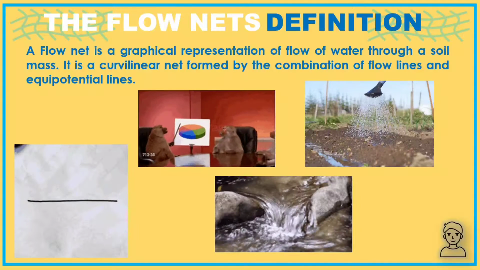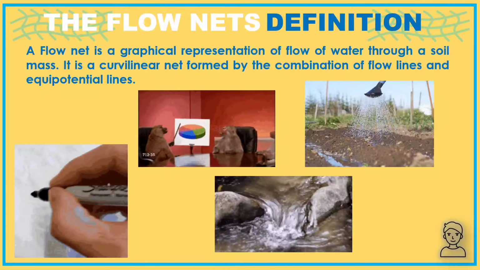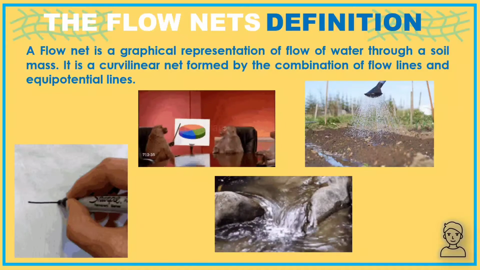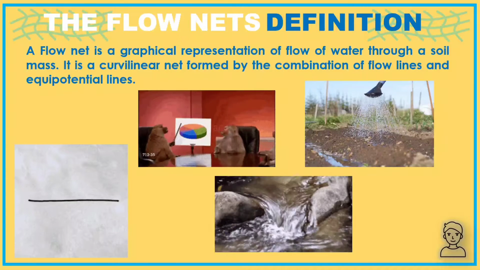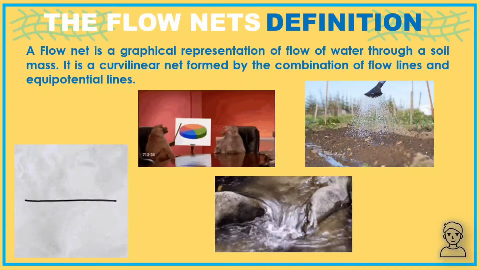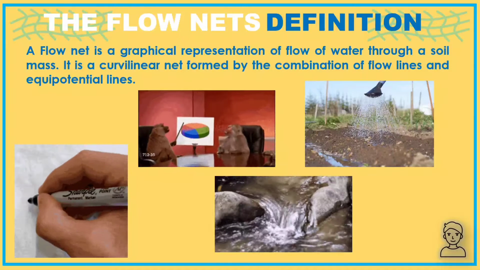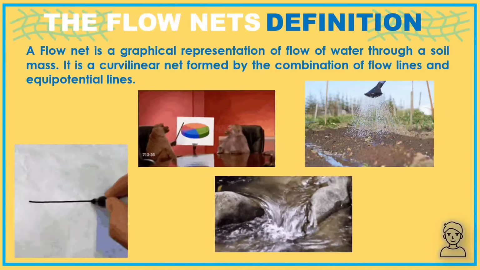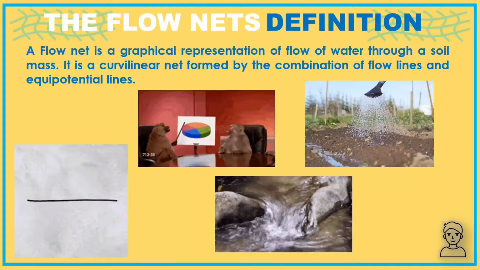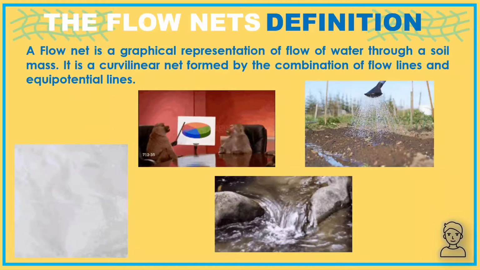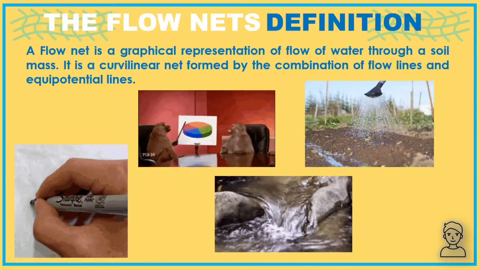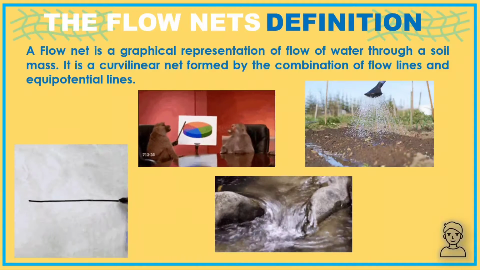Flow net ay mabubuo lang through the combination of FL or flow lines and EL or equipotential lines, which I will be discussing later on. Flow net is the flow or agos ng tubig papasok sa soil mass as a graphical representation.